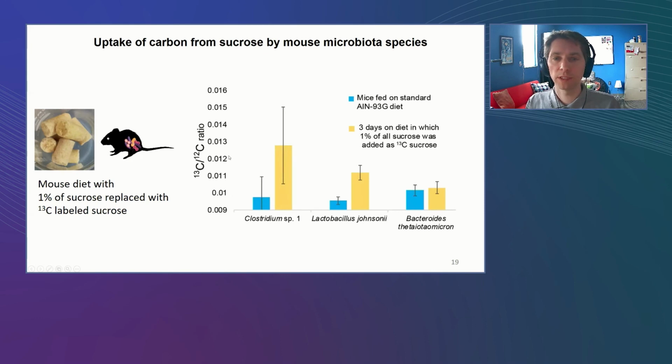And so now what we can see in this plot is just some of the microbiota species that we detected. And you can see in the control diet, these microbes have roughly the same carbon isotope ratio. But for some of the species, when we feed this diet that has a little bit of carbon-13 in the sucrose, we see an increase in their carbon-13 content, which really indicates that these species must be consuming some of the sucrose in the diet, whereas others evidently do not directly consume sucrose.